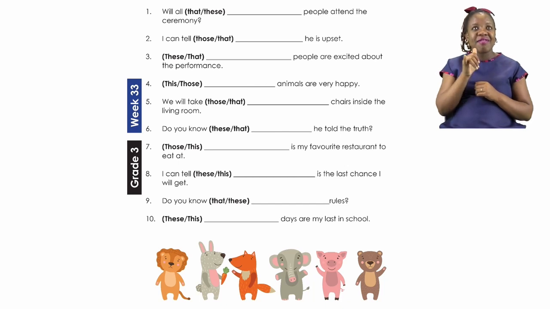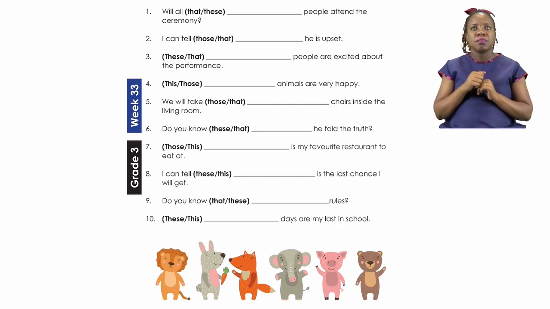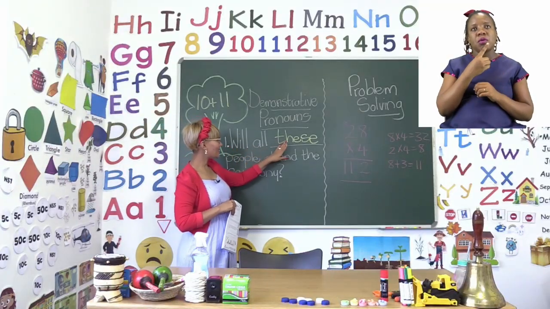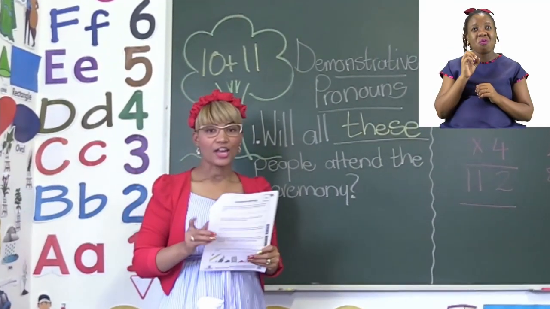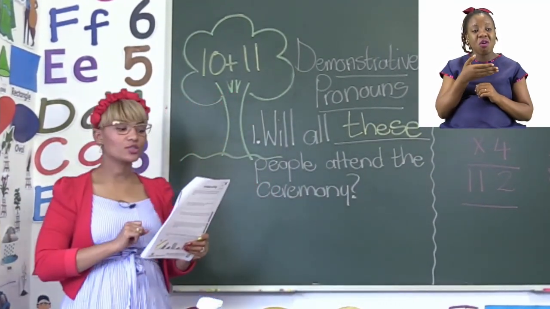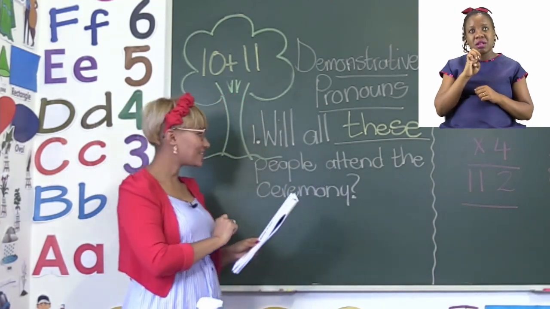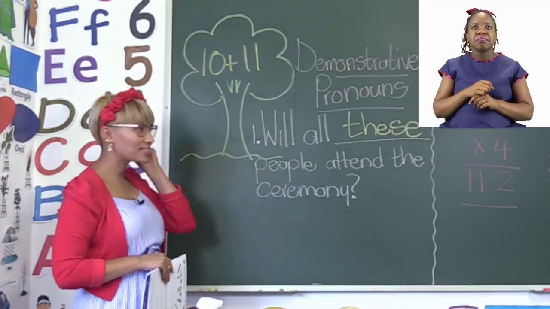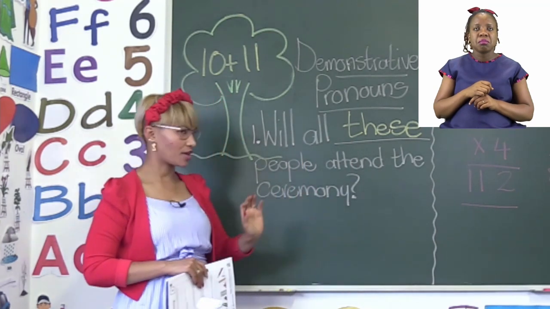All right, so we are still on the page. Let's quickly turn our attention and then we see. Number 1, will all these people attend the ceremony? Okay, now remember boys and girls, the words we have in brackets there are the words that and these. Now let's quickly try the sentence with the word that. Will all that people attend this ceremony?